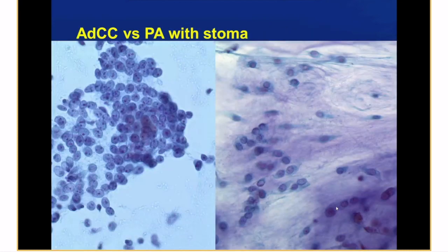So with PA, whenever you have the very abundant stroma, it's a very easy diagnosis, very simple. You have myoepithelial cells blending in with the stroma, very hypochromatic chromatin. Some of them have more cytoplasm, some are more spindle. In comparison, in adenoid cystic carcinoma, the cells are a little bit more hyperchromatic.